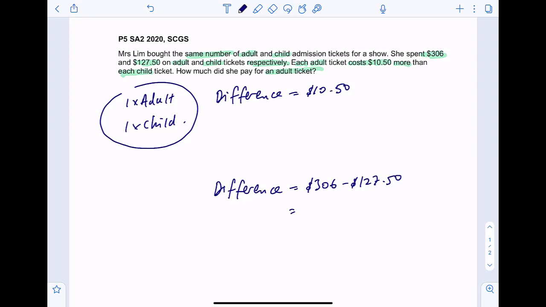306 minus 127.5 is 178.5. So to achieve this difference here, how many tickets must she have bought? Remember, for each ticket, the difference is already $10.50. So to achieve 178.50, we just have to do a division.